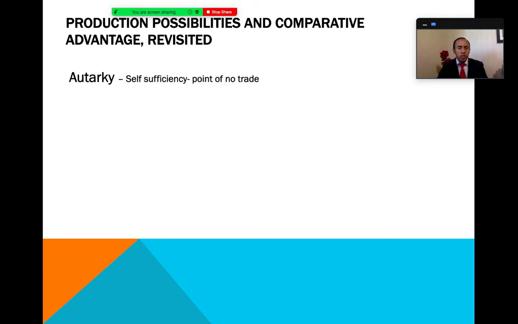and not remaining in autarky, which is self-sufficiency, the point of no trade, the point of producing everything within the country. Everything has to be done within the country's domestic borders, with no trade with someone else. Don't trade with a different part of the world. Autarky, the point of no trade.